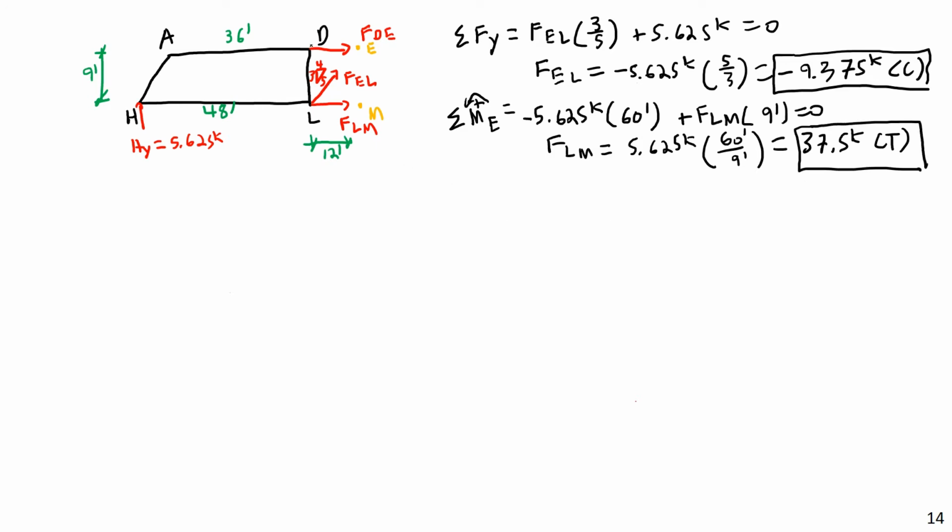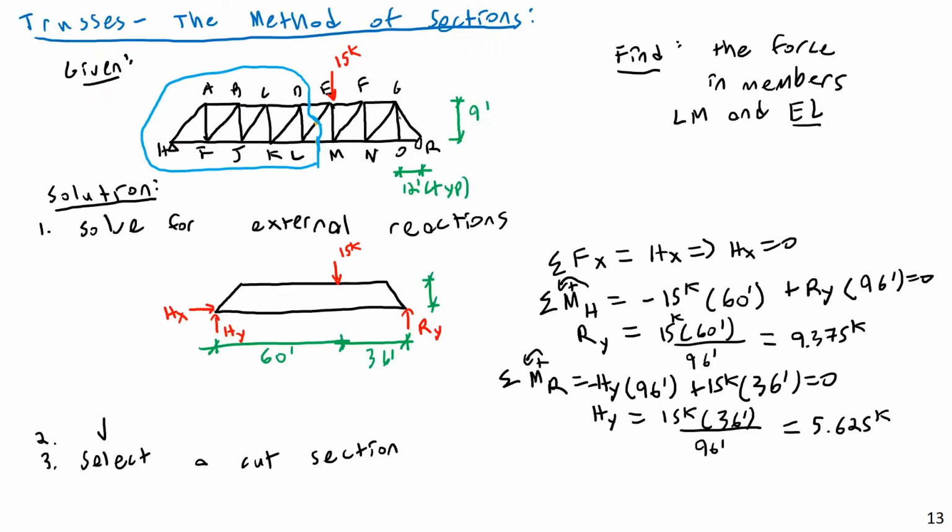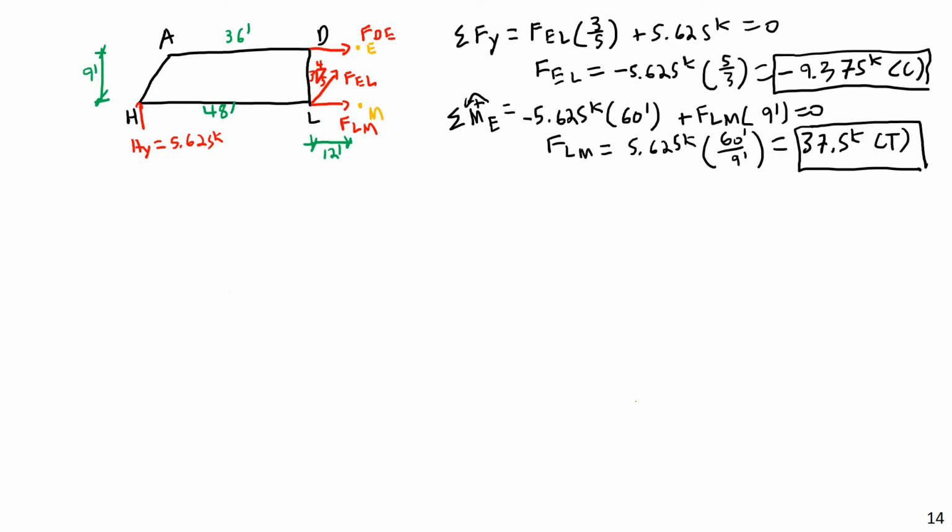And that about finishes out this example. So again, we are just looking for a couple member forces, and that allowed us to get it very quickly. And that just demonstrates at a very basic level the method of sections for analyzing trusses.